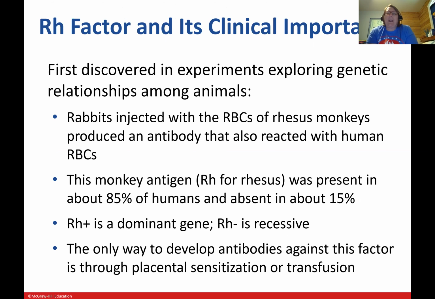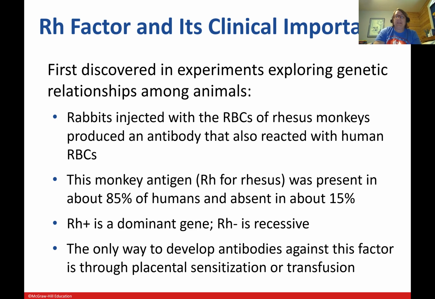Now, this was first discovered in experiments that were looking for genetic relationships between animals. So rabbits that were injected with the red blood cells of rhesus monkeys produced an antibody that also reacted with human red blood cells. And that monkey antigen seemed to be present in about 85% of the human red blood cells, but was absent in about 15%. And so Rh positive is the dominant gene in the human species, and Rh negative is the recessive gene.